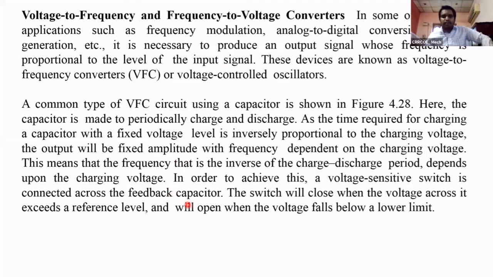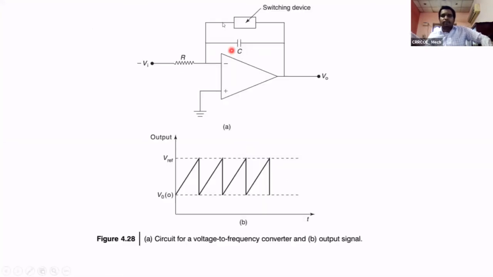Here we have a switching device. If the voltage is above the reference voltage, the switch is on. If the voltage is below the reference voltage, the switch is off. If the switch is on, the capacitor starts charging; if the switch is off, the capacitor is discharging. With the help of charging and discharging, we can change the frequency, so the output voltage has a different frequency.